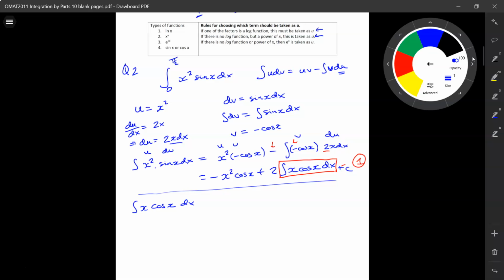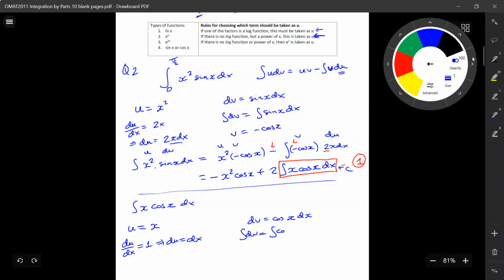So following the same rule we did before, the second one here applies. We have x to the power of 1, so we say u is equal to x. That means du/dx is 1, and that implies that du is equal to dx. If I come over here, u is x, therefore dv is cosine x dx. If I integrate both sides of this, that implies that v is equal to sine x.